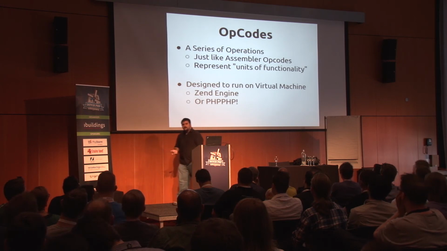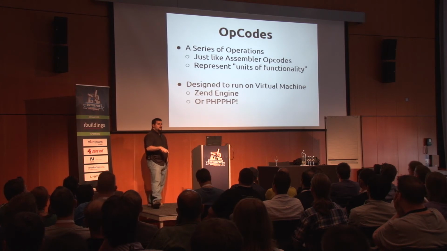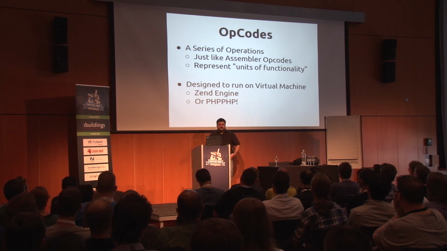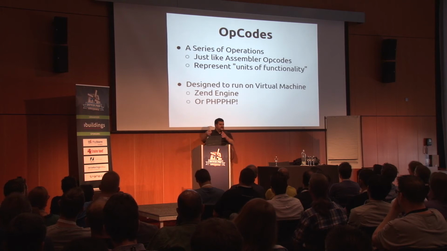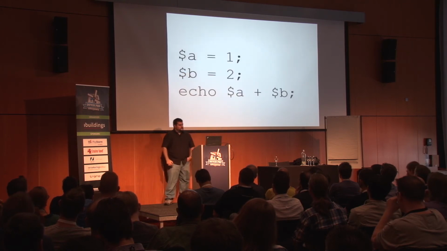Now the interesting thing here is your actual CPU has opcodes as well. The only difference is what PHP produces are custom PHP opcodes. So it's the same concept of what C is doing. It's just doing it for PHP's engine instead of doing it for the CPU.